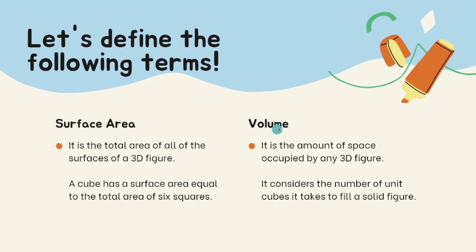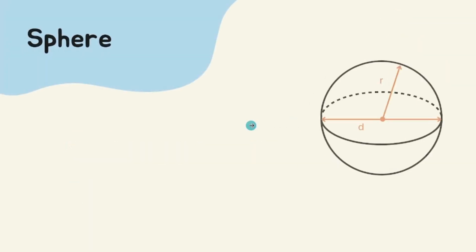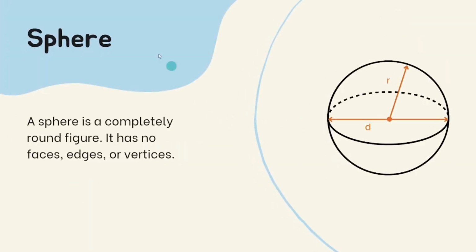Now, let us understand what volume is. Volume is the amount of space that is occupied by any 3D shape. Here, you should stress on a point that space and area are not the same. So, here is our first solid figure, that is a sphere. So what is a sphere? A sphere is a solid figure which does not have any edges, faces, or vertices.